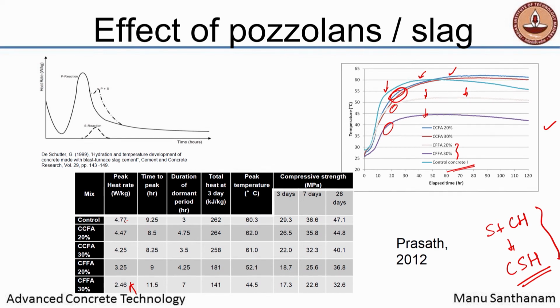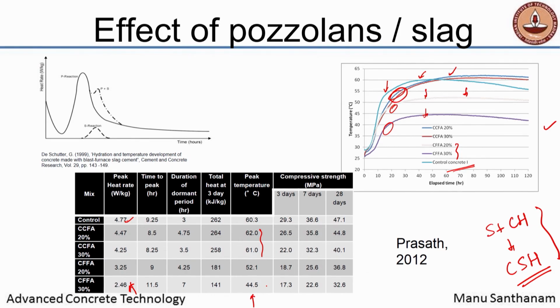Okay. Here 4.77 watts per kilogram is the peak heat rate with control concrete. When I replace 30% of the cement with type F fly ash, I am reducing the peak heat rate to 2.46. That is a substantial reduction in my peak heat rate. Also, you can clearly see from this picture itself that the temperature also is reduced significantly. Okay. So, again your peak temperature from 60 has come down to about 44. You see that the peak temperature with the type C fly ashes is not very much different, nearly the same as the ordinary Portland cement concrete, but with type F fly ash major reductions in temperature are possible.